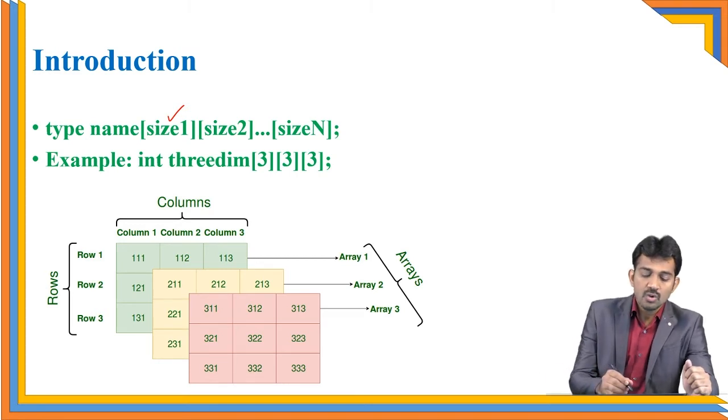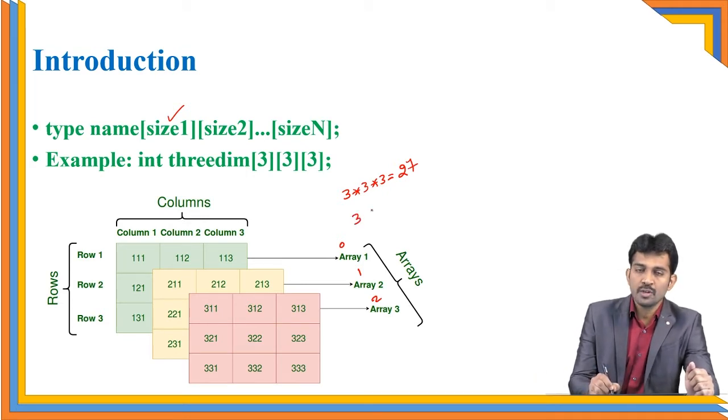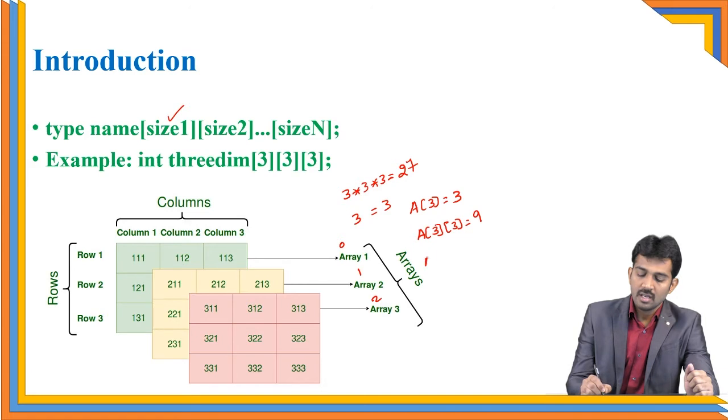3 dimensions means the size 1 is 3, meaning 1, 2, 3, that is 0 index, 1 index, 2 index. Next, 3 by 3 means each one again has 3 by 3. For example, 3 into 3 into 3 can store 27 elements. For example, A of 3 means it is going to store 3 elements, right? See, I'm going to show you. A of 3 means it is going to store 3 elements. A of 3 by 3 means it is going to store 9 elements. A of 3 by 3 by 3 means it is going to store 27 elements.